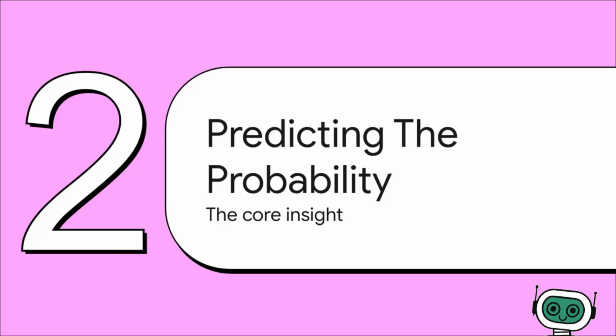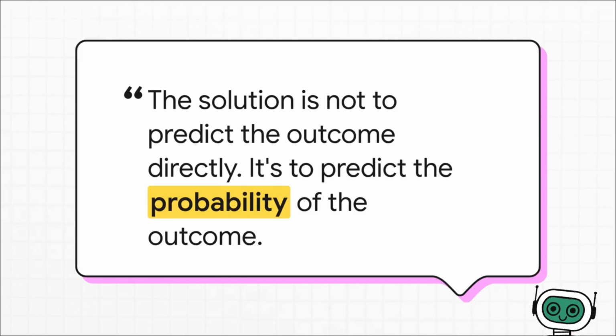And that brings us to the core insight. The solution isn't about forcing the model to work differently. It's about changing the question we're asking it to answer. And here is that breakthrough idea. We're going to stop trying to predict the outcome directly. Instead, we're going to predict the probability of the outcome. We're asking the model, what is the chance that the answer is yes? And the output should be a number between 0 and 1.